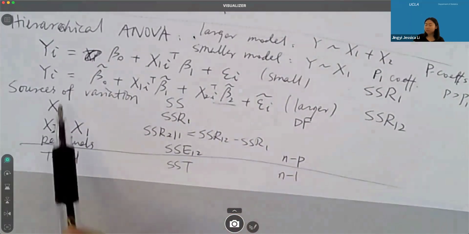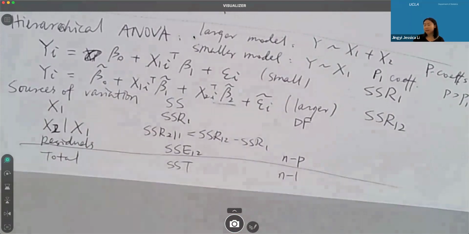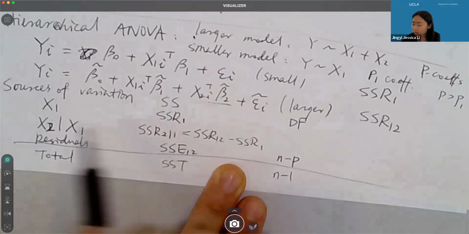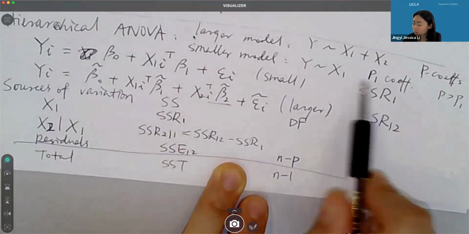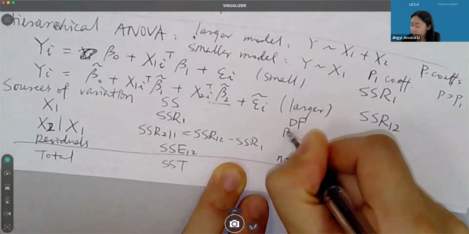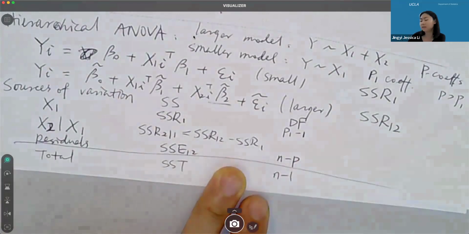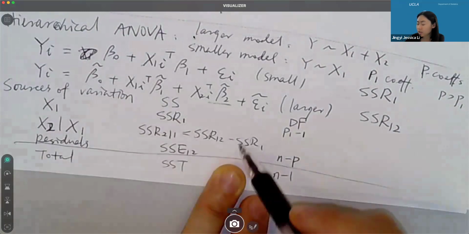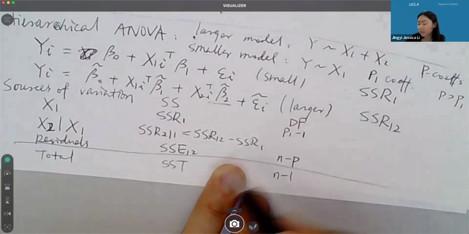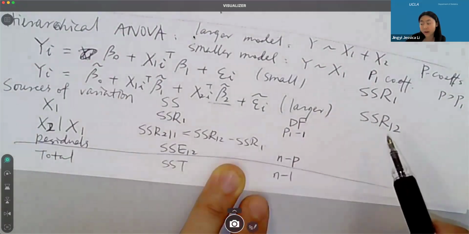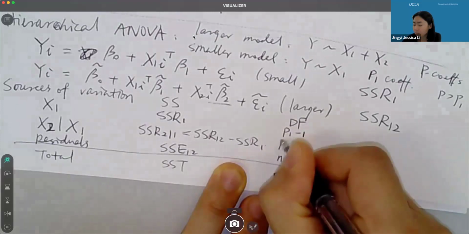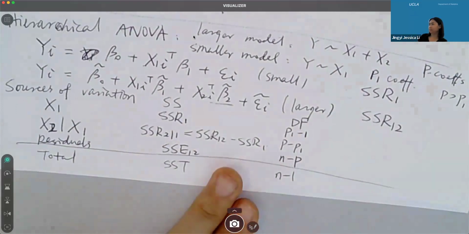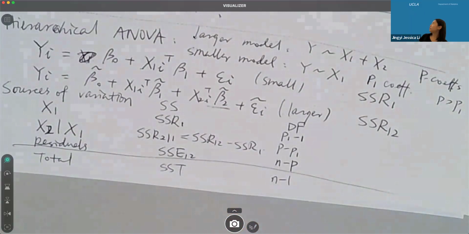These two together will have P minus 1 degrees of freedom, but X1, the smaller model only, has P1 minus 1 degrees of freedom. Then for the second model, the additional degrees of freedom we get by adding the X2 covariates is P minus P1. So we can also decompose the degrees of freedom in this way.